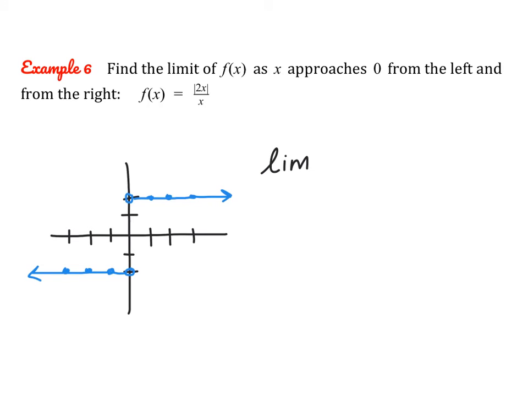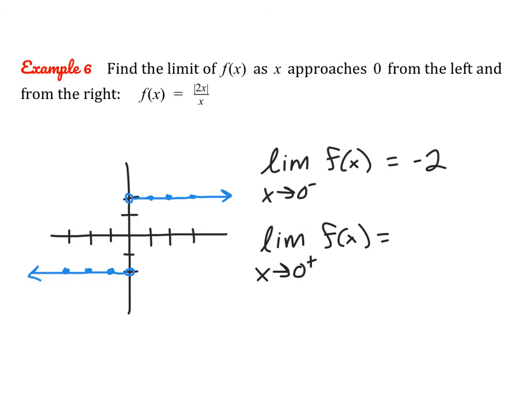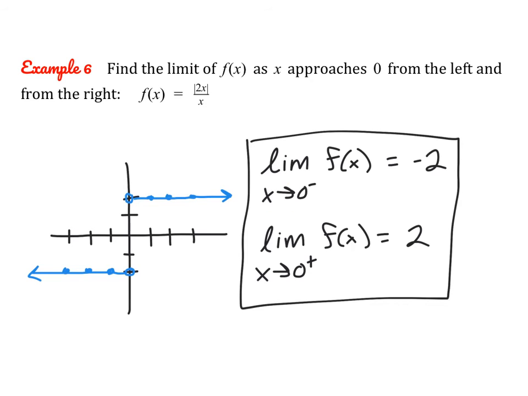So the limit as x approaches 0 from the left of f of x, so this is our new little symbol right here. So let's see what's happening. As I'm approaching from the left, my function is approaching -2. It is a constant function, everything to the left of our y-axis. And then the limit as x approaches 0 from the right of f of x is just +2. So although there is no overall limit as x approaches 0, we can still describe the behavior from the left and from the right.